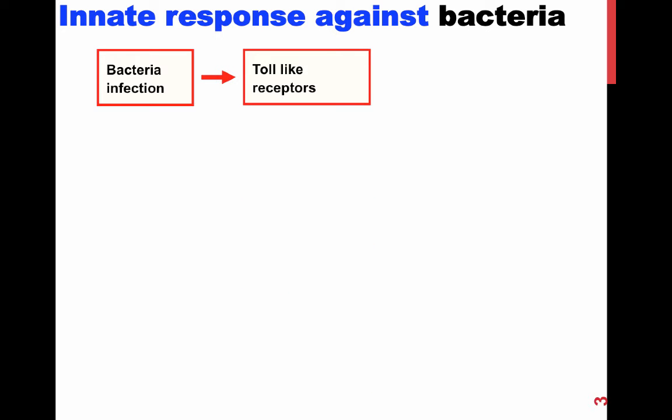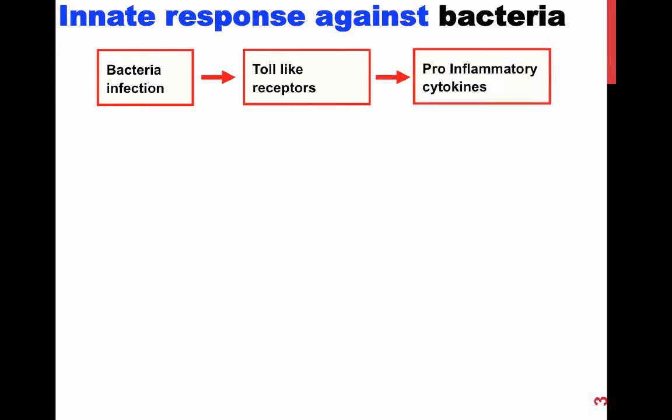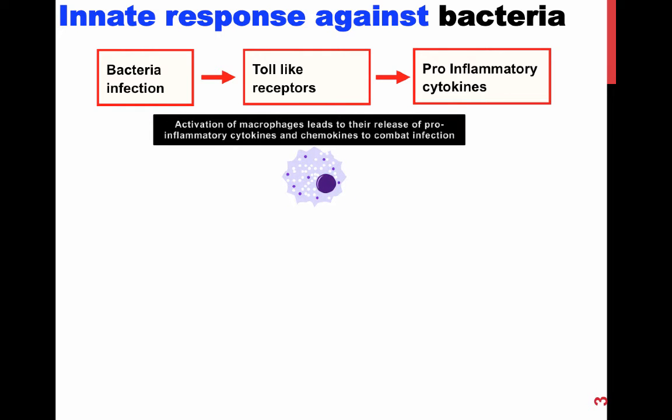Now, we're going to talk about the innate immune response against bacteria. Bacterial infection leads, just like viruses, to the activation of toll-like receptors in cells, which will then induce the release of pro-inflammatory cytokines. For instance, activation of macrophages leads to a release of pro-inflammatory cytokines and chemokines to combat the infection.